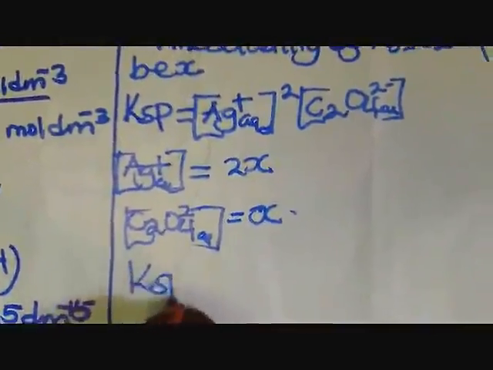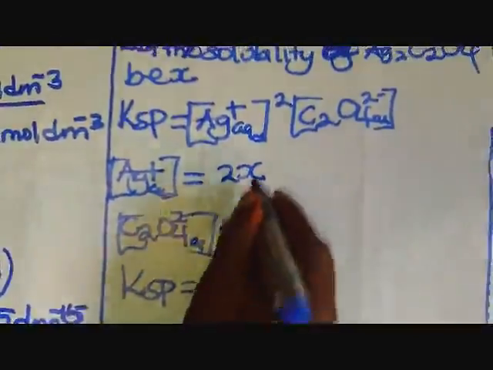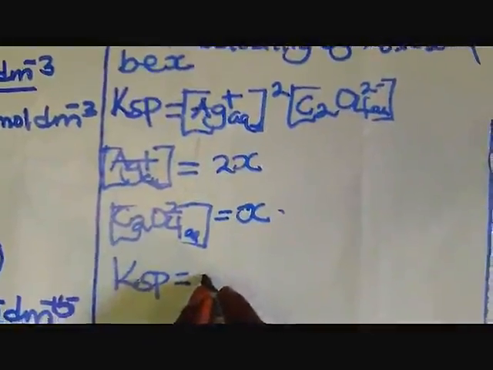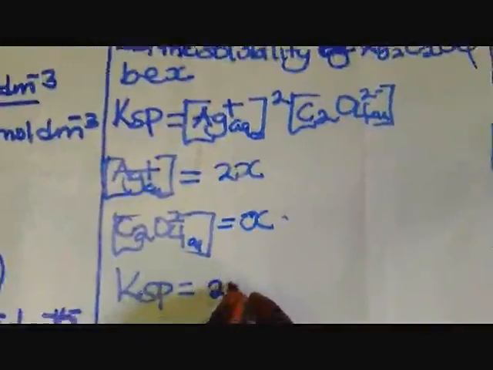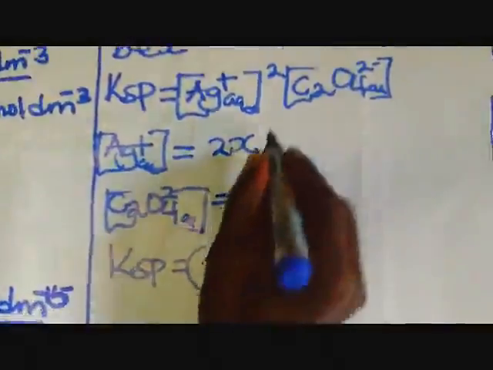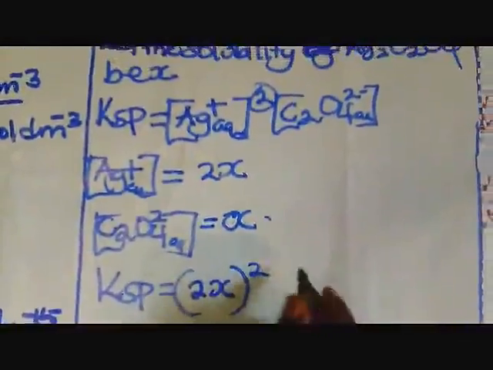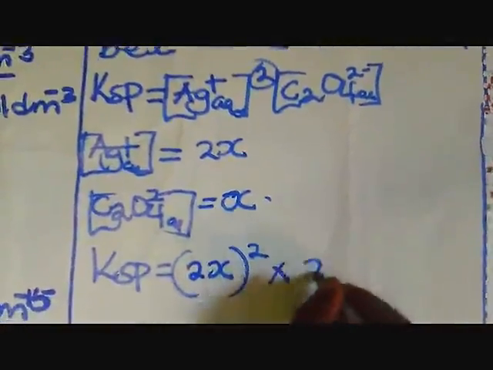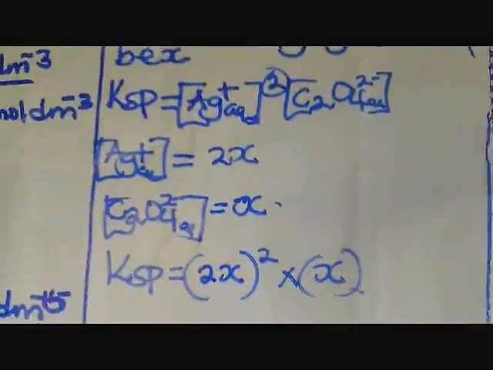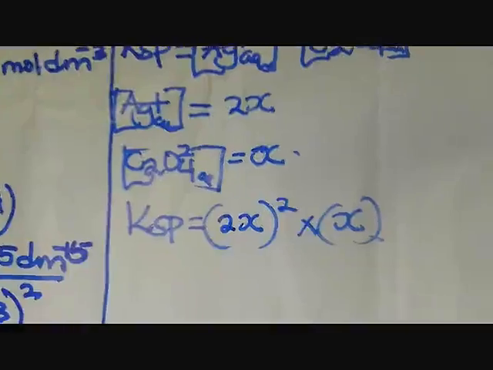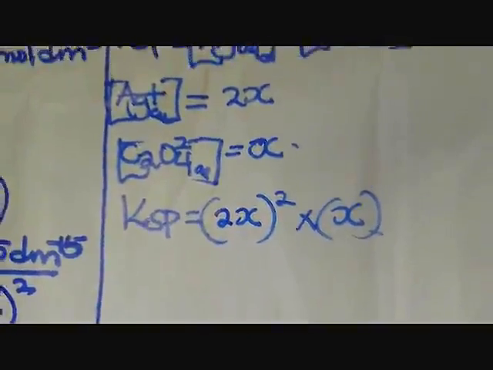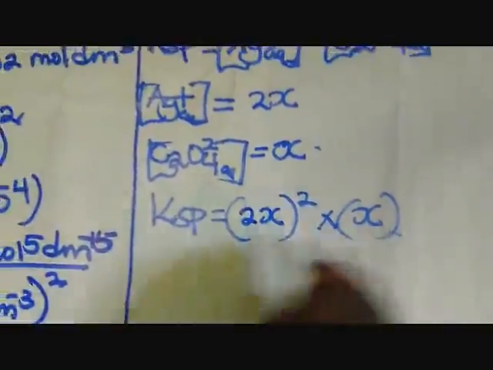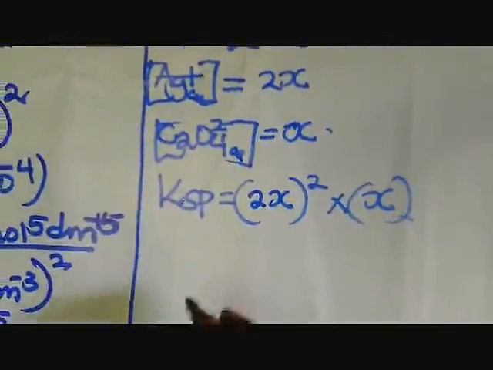Then we substitute into our expression. So we shall get Ksp is equivalent to this one here for silver ions, which is now 2x, but raised to appropriate power of 2. So there is a 2 there. Then times concentration of the oxalate ions there. Now after doing that, then we continue to solve our expression. So here what we are going to say now, we are going to bring in our Ksp here, because now we know it.